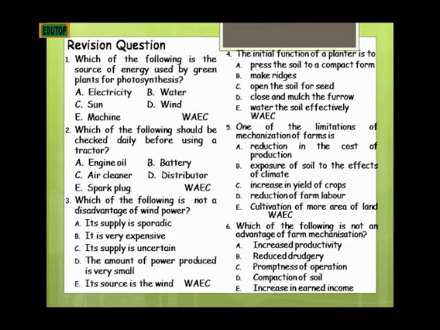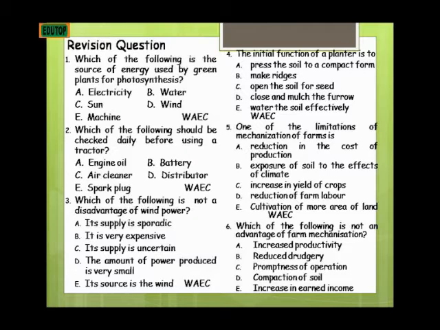Then the fourth question says that the initial function of a planter is to what? A. Press the soil to a compact form. B. Make ridges. C. Open the soil for seed. D. Close and mulch the furrow. E. Water the soil effectively. The correct answer is C. That is, open the soil for the seed.